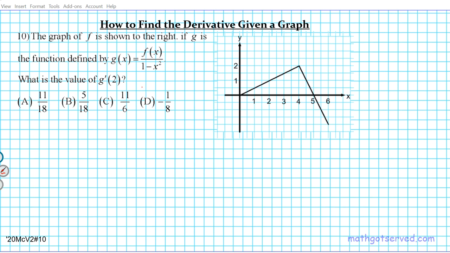What we're looking for, basically, we're being tested on how to find the derivative given a graph, okay? All right, so let's see what we have here. It reads the graph of f is shown to the right. So we have the graph of f here. If g is f of x divided by 1 minus x squared, what is the value of g prime of 2? Okay, so we want to find g prime of 2.